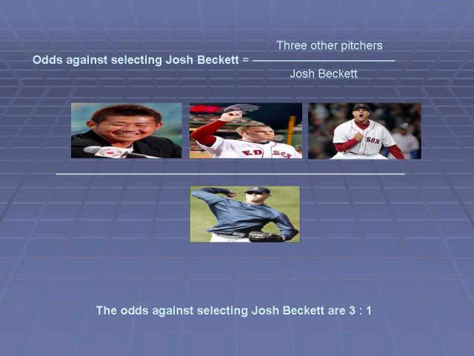So just to review, the probability of selecting Josh Beckett was 1 to 4. The odds in favor of selecting Josh Beckett was 1 to 3. And the odds against selecting Josh Beckett was 3 to 1.